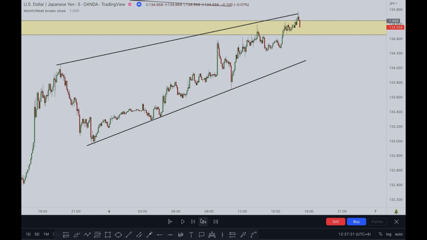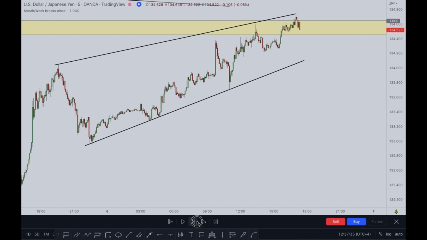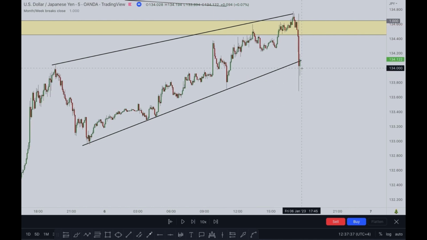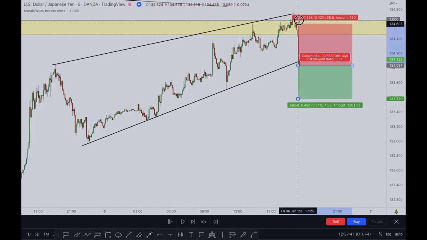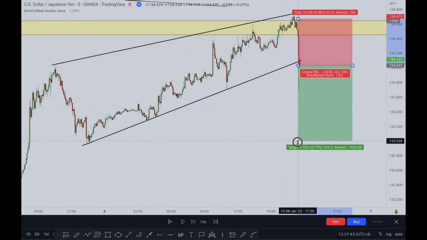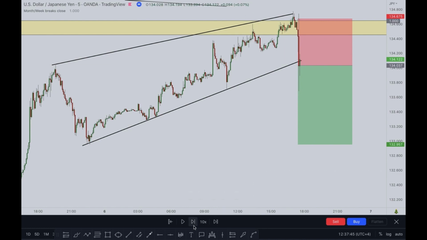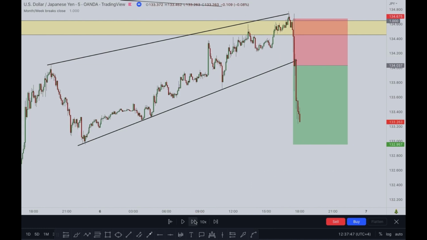So what I did was I took the reduced risk entry, that is I waited for the break of this pattern. So this is exactly how I took it. I waited for the break of this pattern. This was the closure. I got in here with my stop loss above this level and then my take profit right here. And the news came in. So let's see how it played out.